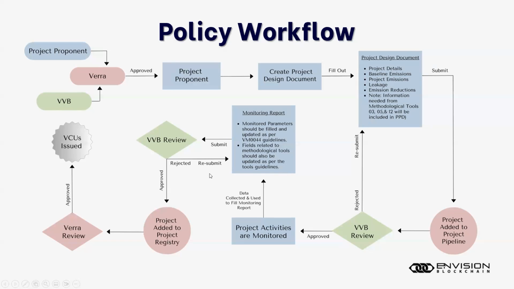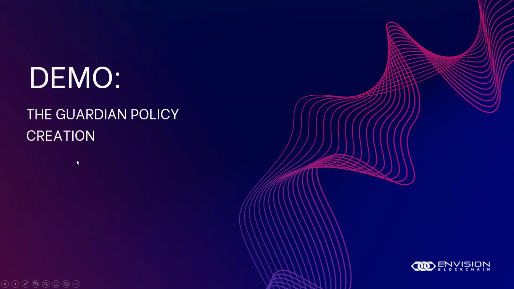That would be submitted by the project proponent, and the BBB again has the option of approving or rejecting that once they reviewed the document. So if they approved it, then the project would be added to the project registry, and Verra would do their final review and issue the VCUs if it's approved. So those are going to be the steps that we're about to see in this demo.